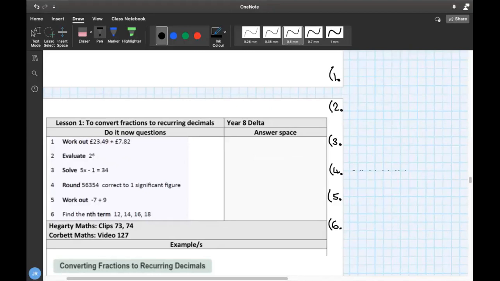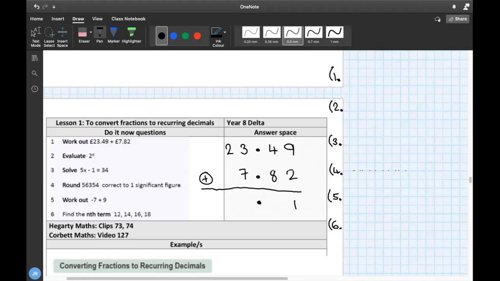Okay, question number 1, we're adding. We've got decimals, so the first thing to do is write the larger value on top. It's £23.49. Next, whenever you're adding or subtracting decimals, put those decimal points in line and put them in before you do any working out. That removes the chance of you forgetting them at the end and losing the vital marks once you've done the hard bit. Now we've got £7.82. Now we're ready to add.